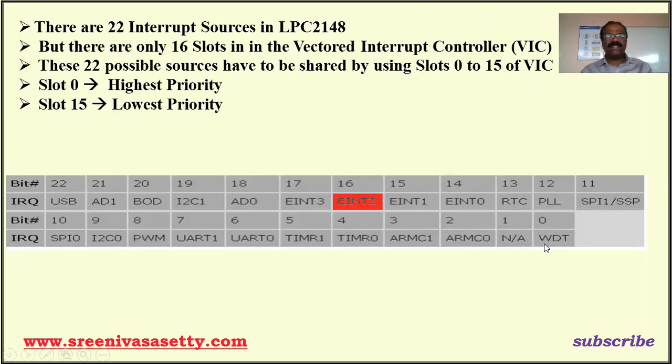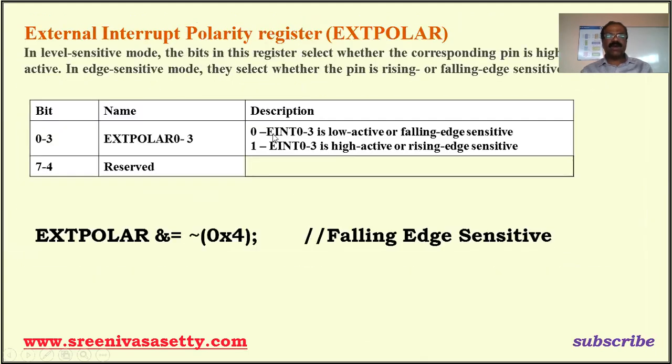Therefore, with the help of the external polarity register, we have to configure. That is the purpose of using this particular instruction. What's the meaning of this? Here, this is also an 8-bit register. Bit number 0 to bit number 3 is reserved for external interrupt 0 to external interrupt 3. If it is 0, it means falling edge. If it is 1, it is rising edge. Falling means negative edge. Rising means positive edge. In our case, we are using falling edge.